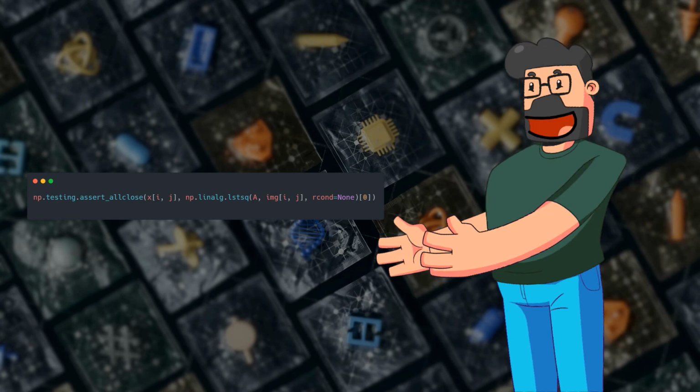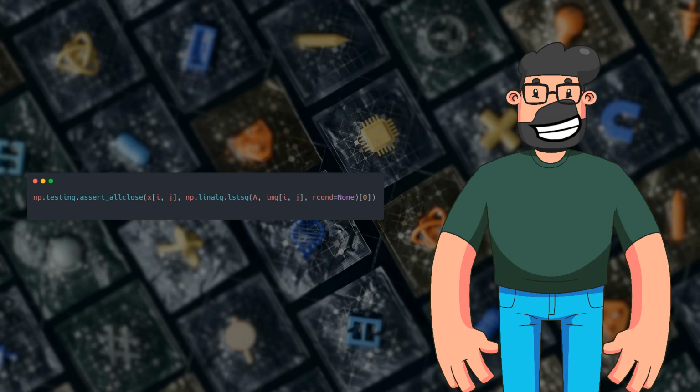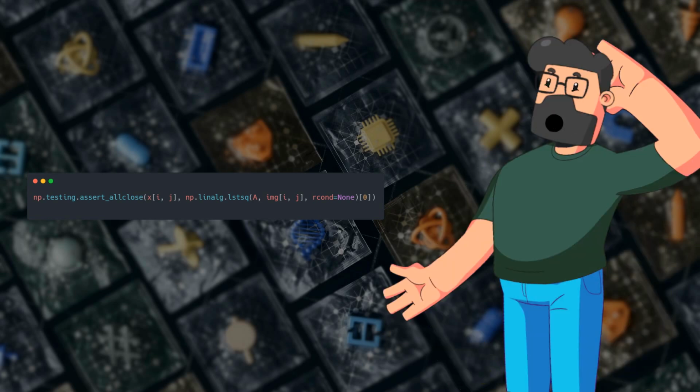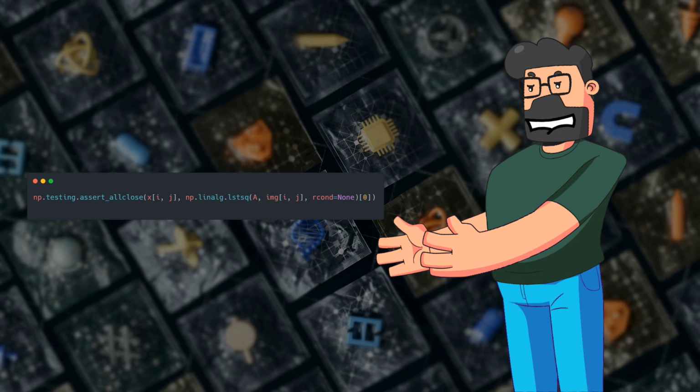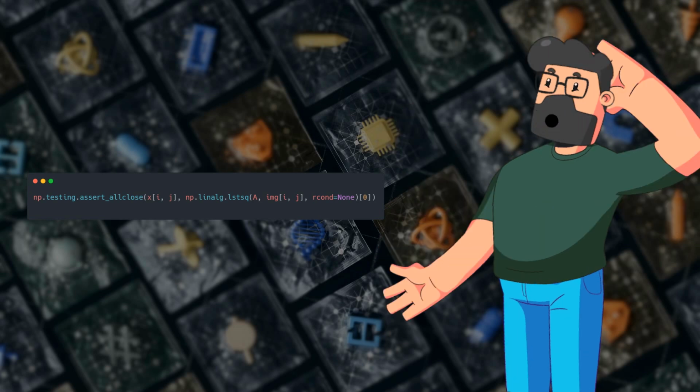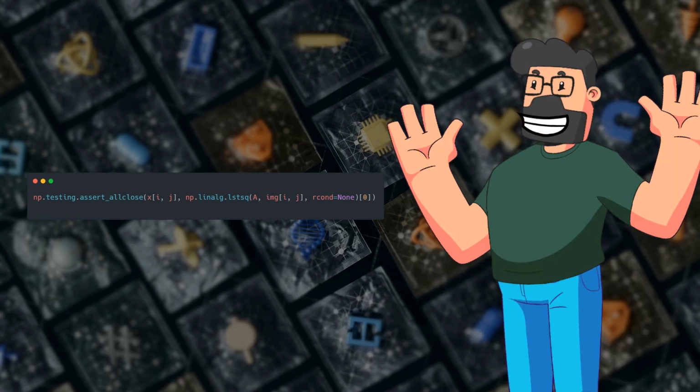By utilizing np.testing.assert_allclose, we can confirm that for any valid indices i and j, the obtained x matches the result of np.linalg.lstsq applied to A and the specific image pixel at i, j. This step ensures the correctness of our calculations and validates the efficiency gains we've achieved through our approach.